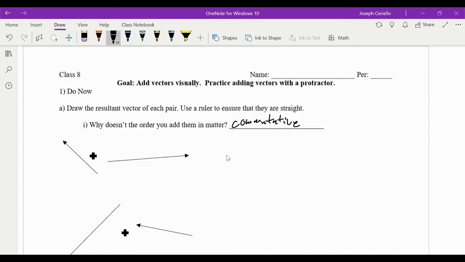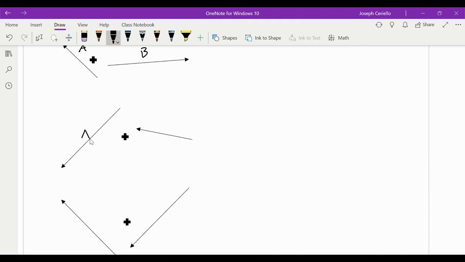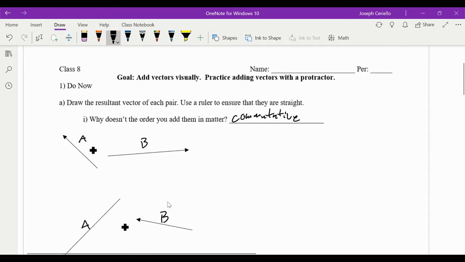So let's start adding these. It helps a lot to label them A and B. So I'm going to do that right now. Actually, I'm going to label all of them A and B. Does it matter which one is A? No. Doesn't matter which one's A, which one's B, as long as they're labeled, because we're just going to refer to them. Makes it easier to talk about.